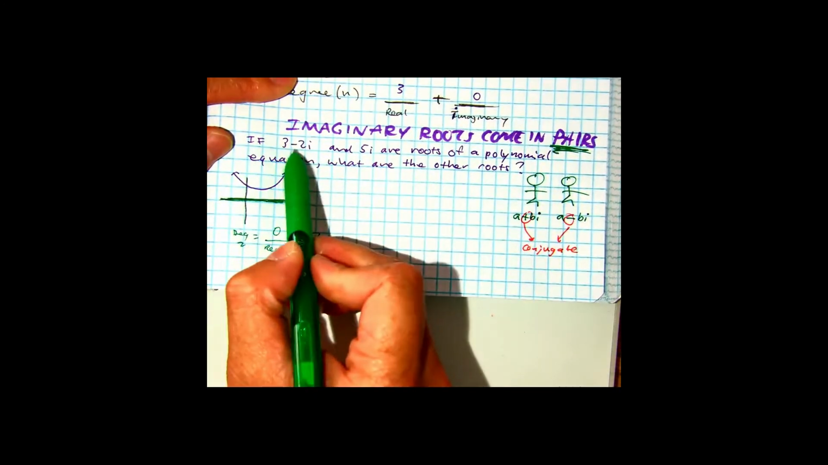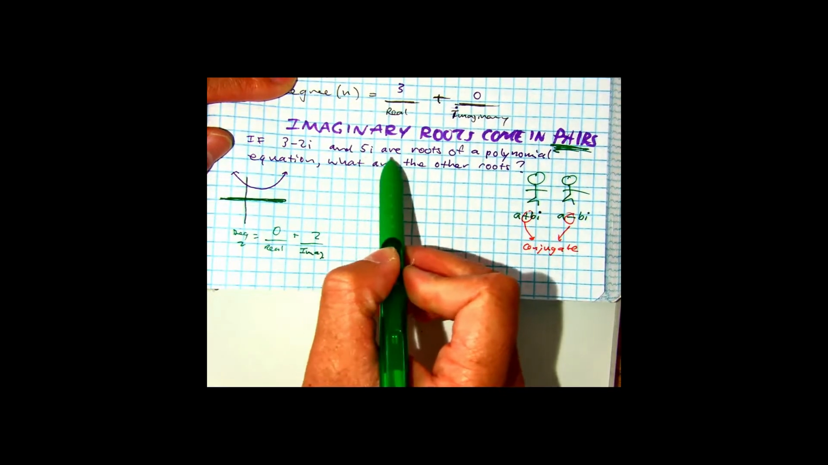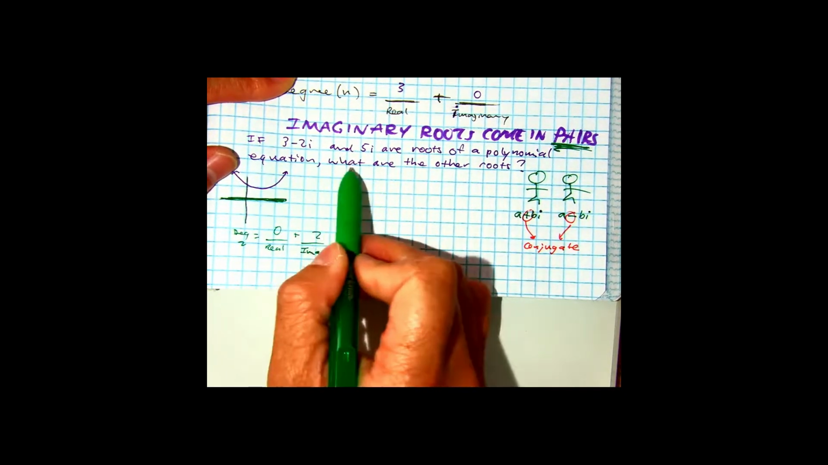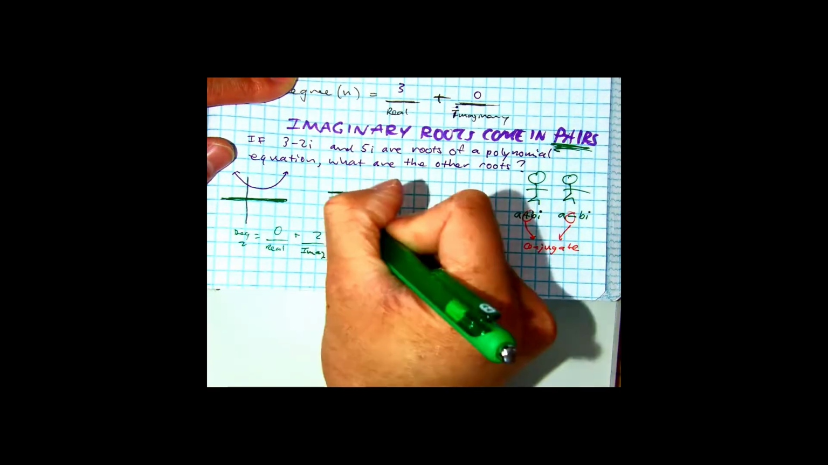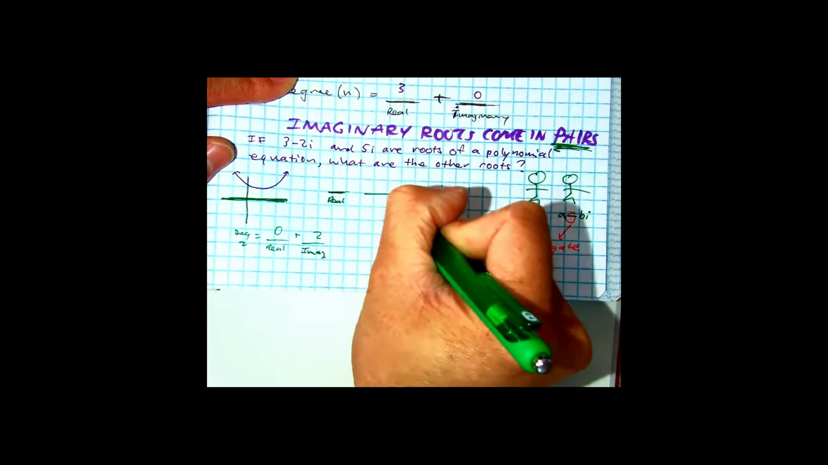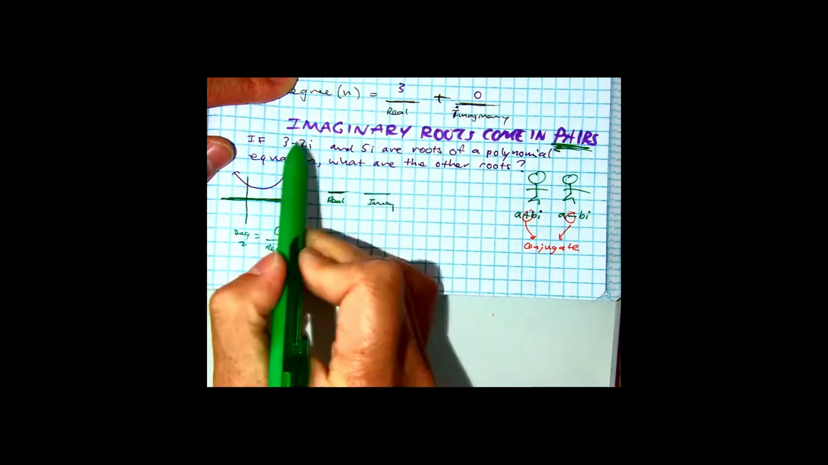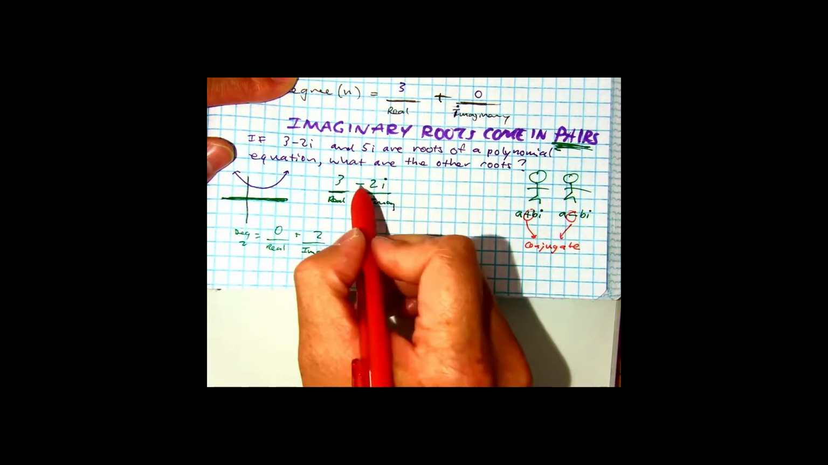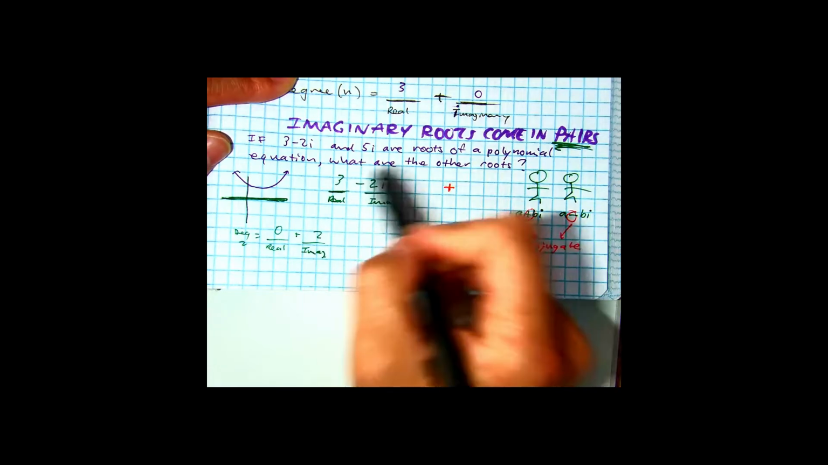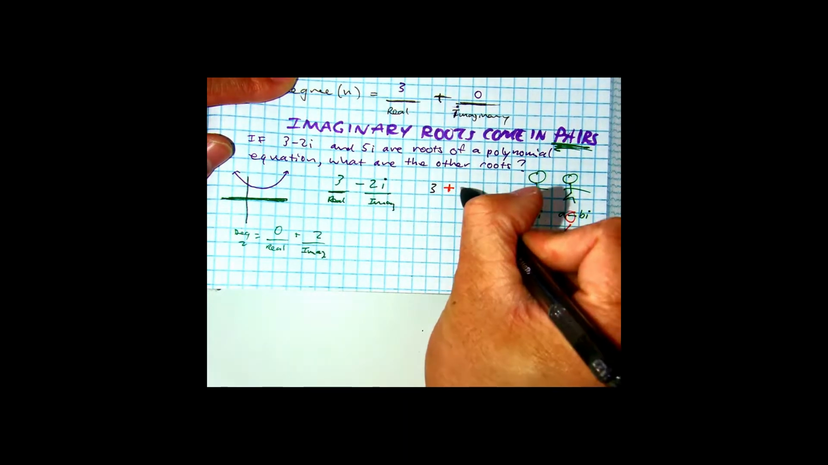Alright, so let's do this example now. If 3 minus 2i and 5i are roots of a polynomial equation, what are the other roots? So, let's review back here. The first part is the real, and the second part is the imaginary. So I have 3 minus 2i. Class, what's its conjugate? This would be a plus. What's its pair? 3 plus 2i.